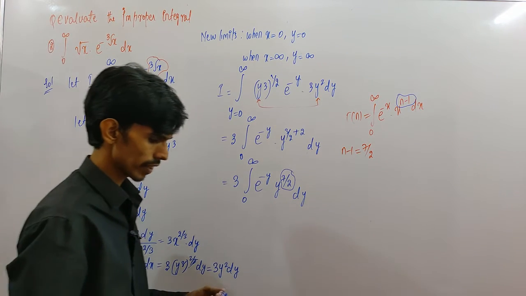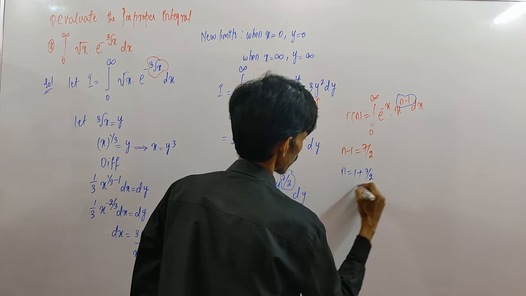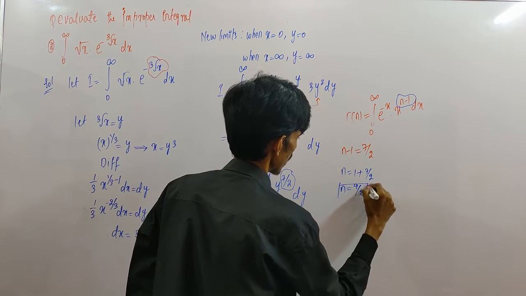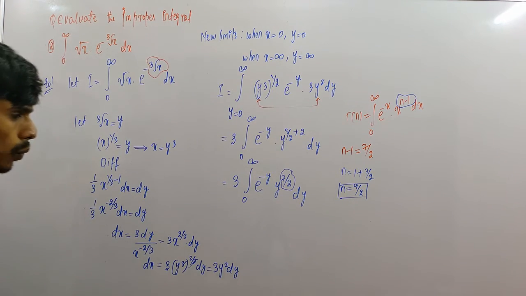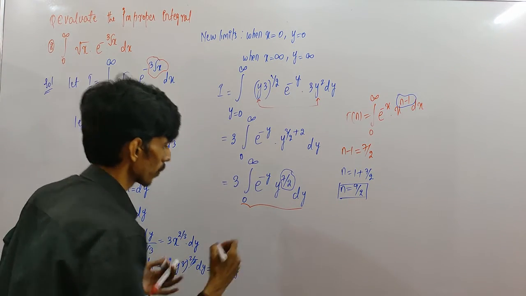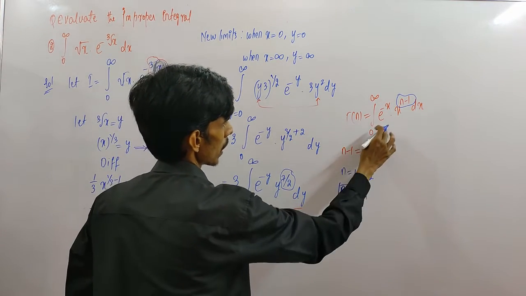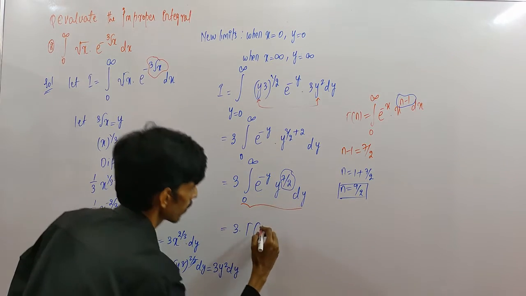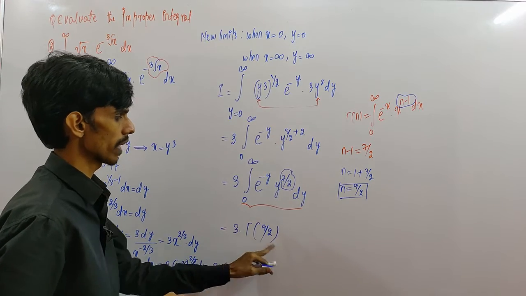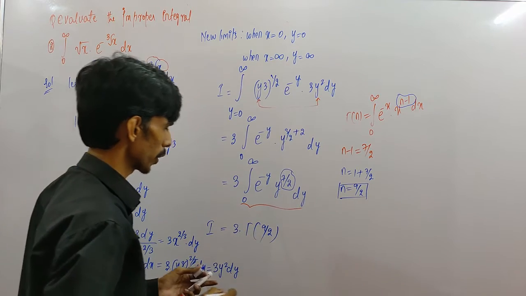So the n value is 1 plus 7 by 2, that is 2 ones are 2, 2 plus 7, 9 by 2. So we have n value as 9 by 2. Now this complete integral is in the form of the gamma function. So we can write this as 3 into gamma of n, where the n value is 9 by 2. So the integral I is equal to 3 into gamma of 9 by 2.